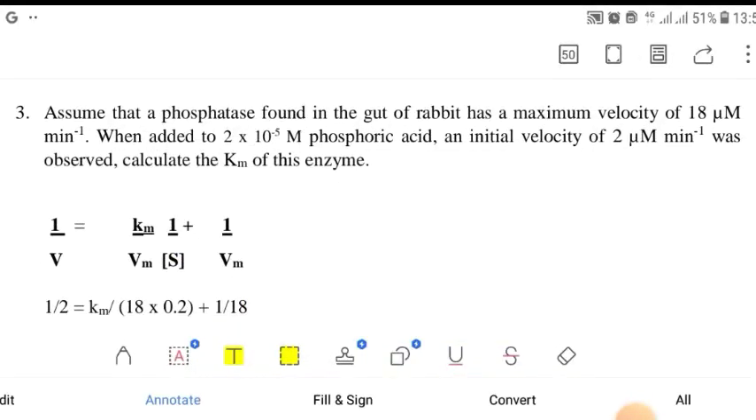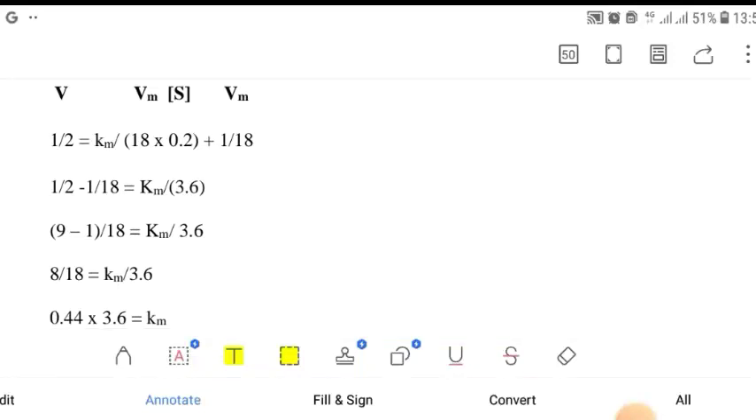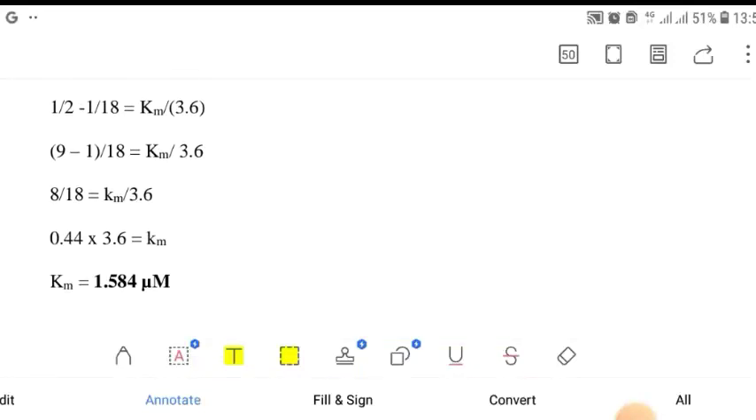Now, the next one is that you are provided a variable. That's question 3. You are provided various variables. If you don't know how to make Km the subject of your formula, just plug in the digits and compute like that. The final answer, you'll be able to get it, but you have to be very, very careful.